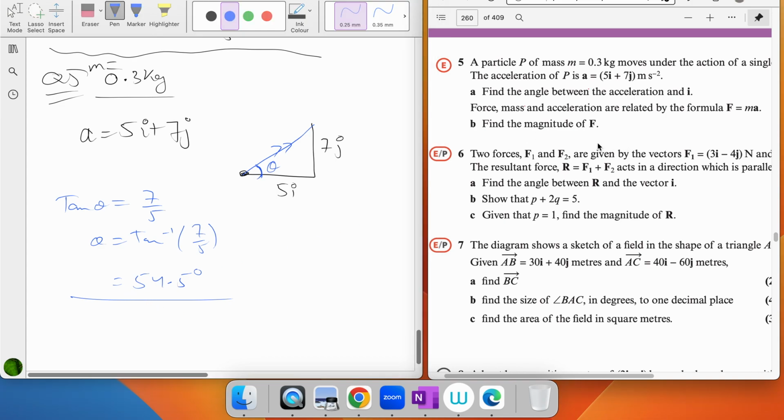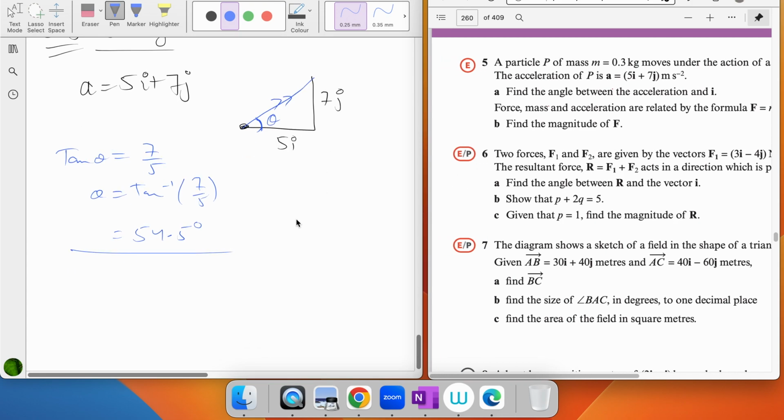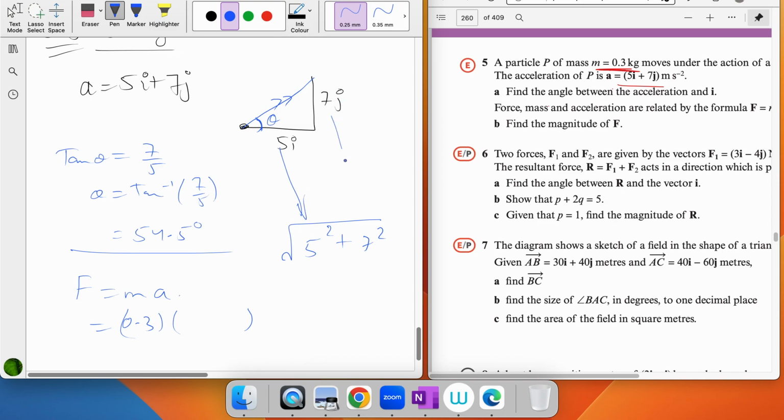Force, mass and acceleration are related by the equation F equals ma. Find the magnitude of force. So F is equal to ma. We know that mass is 0.3 as given in this question, and this is the acceleration. So I'm going to find the magnitude of this acceleration, which is the square root of 5 squared plus 7 squared, using this 5 and 7, or you can say we brought it from ij form.